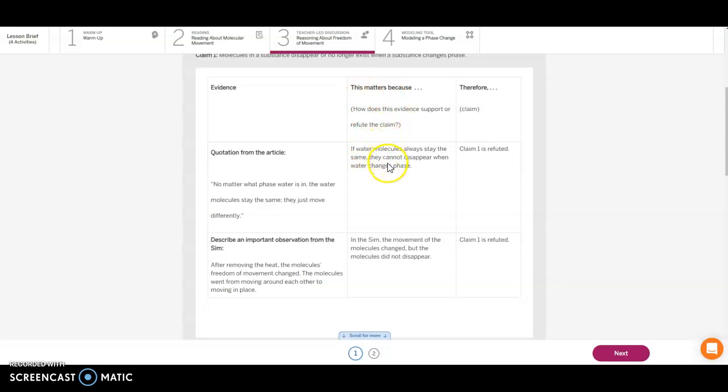If the water molecules stay the same, they cannot disappear when water changes phase. So therefore, we have to refute claim 1 because, like the article said, they just move differently. And down here, another piece of evidence we have is from the sim. After removing the heat, the molecules' freedom of movement changed. You saw that in the sim. The molecules went from moving around each other to moving in place. So in the sim, the movement of the molecules changed, but the molecules didn't disappear. So that's my reason why this claim is refuted.